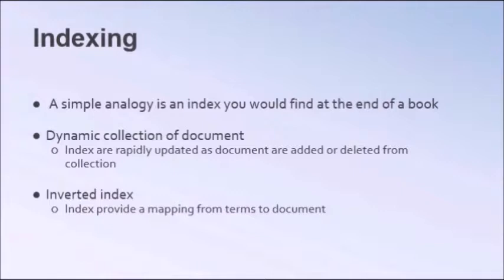Indexing is a process of converting text data into formats that facilitate rapid searching. A simple analogy is an index that you will find at the end of a book. That index points you to the location of topics that appear in the book. Lucene manages an index over a dynamic collection of documents and provides very rapid updates to the index as documents are added and deleted from the collection.